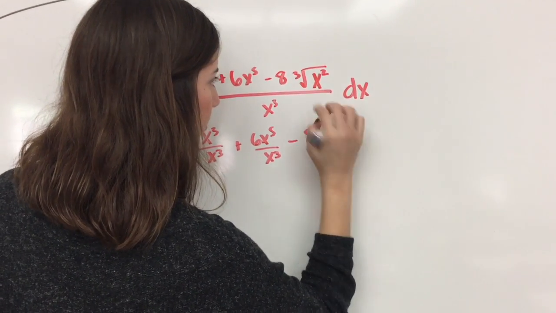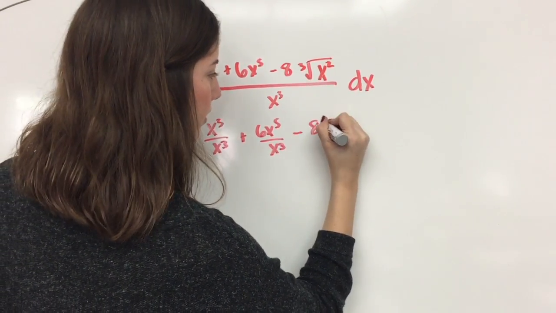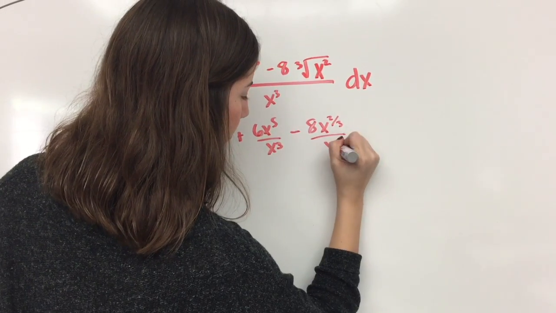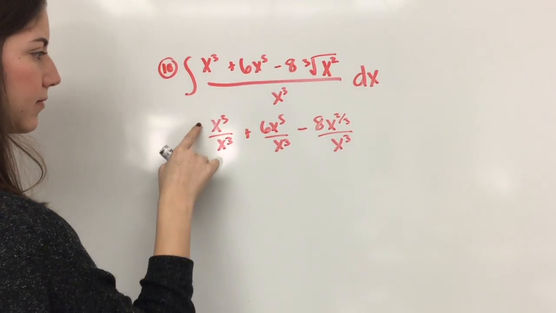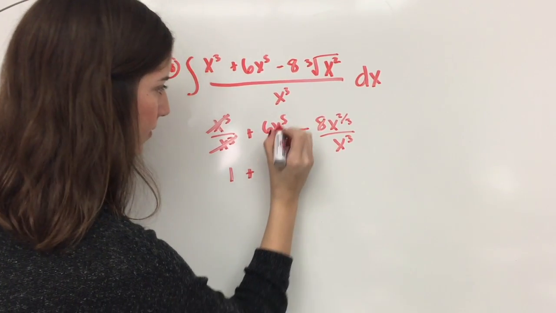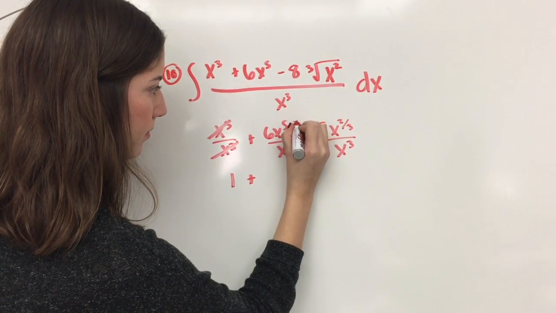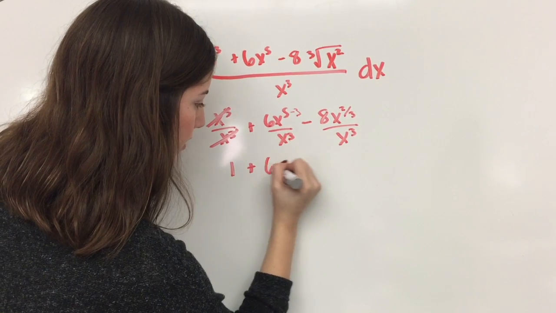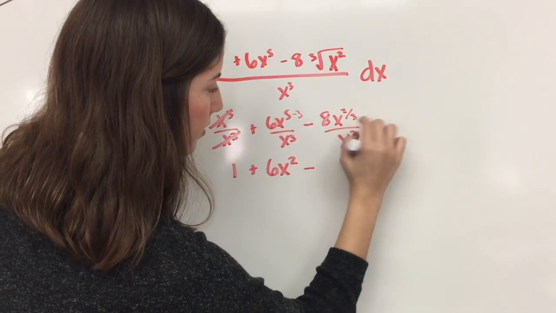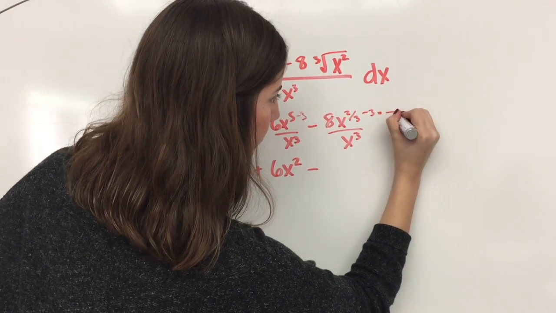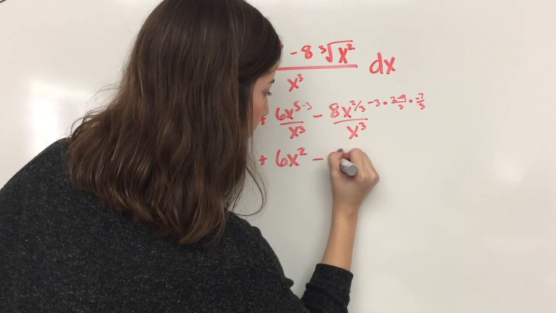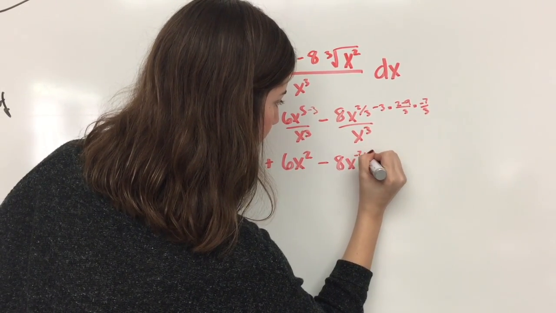Now you have a cube root of x squared, so remember that is equal to x to the 2/3 power. The next step is to divide the exponents. First you have x cubed over x cubed, that cancels and becomes a 1. Remember that when you divide exponents, you subtract and leave the exponent on the top. So 5 minus 3 is 2, so this is 6x squared. Minus 8x to the 2/3 minus 3, which equals negative 7/3. So then you will have minus 8x to the negative 7/3 power.